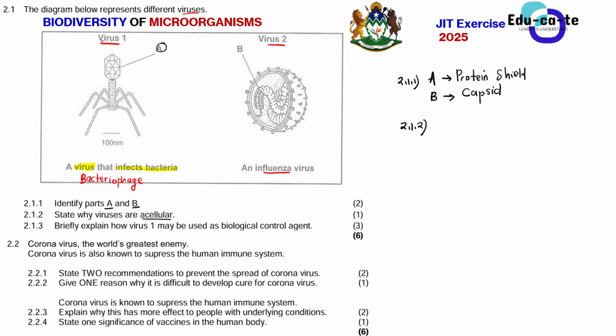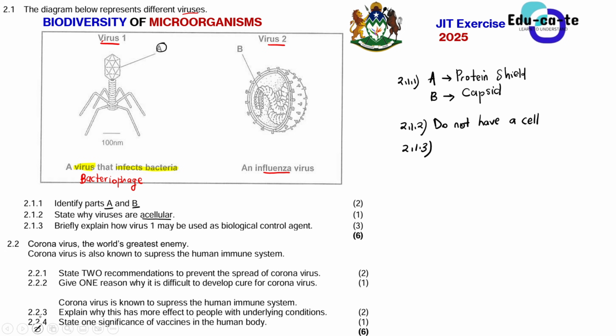Basically, acellular simply means that they do not have a cell. So viruses do not have a cell. You're going to write in full. We say that viruses are acellular because they do not have a cell, or you can say that they do not have cellular structures. They do not have cellular organelles or anything like that. But we say that they do not have a cell. That's why we refer to them as acellular.